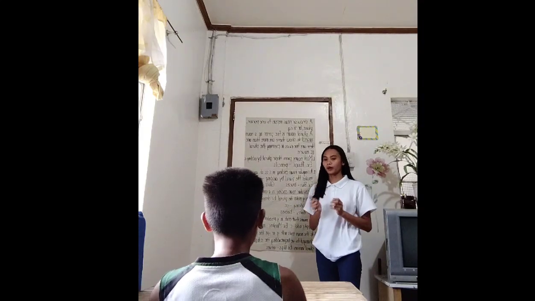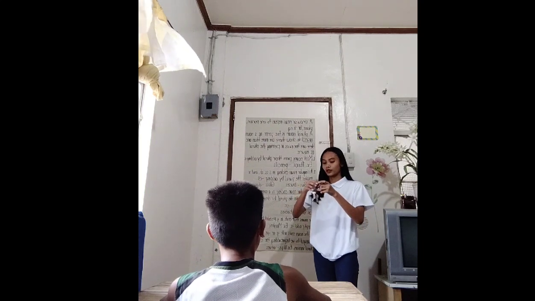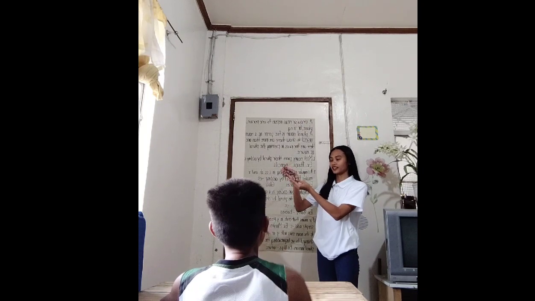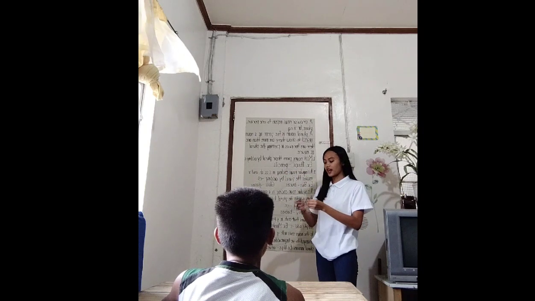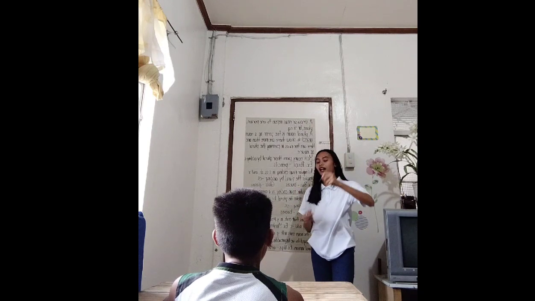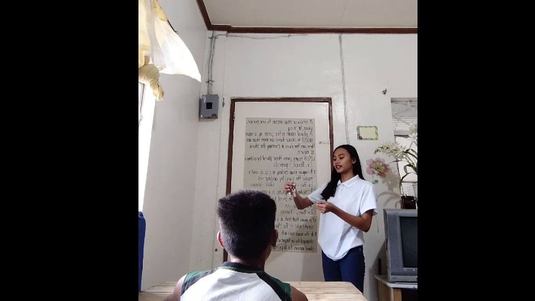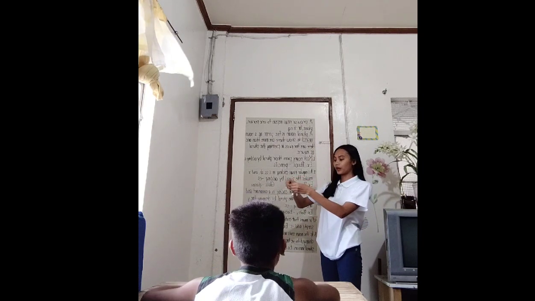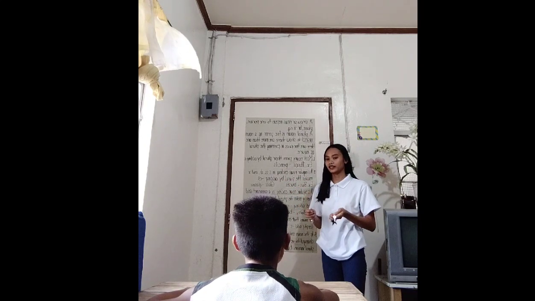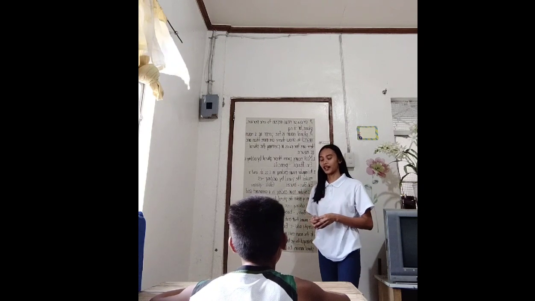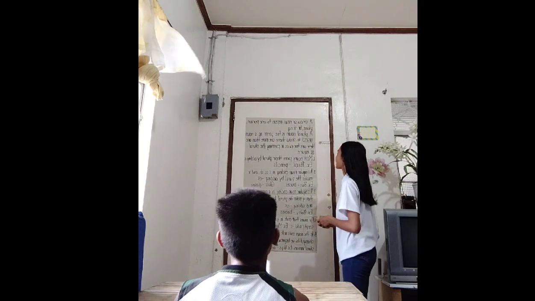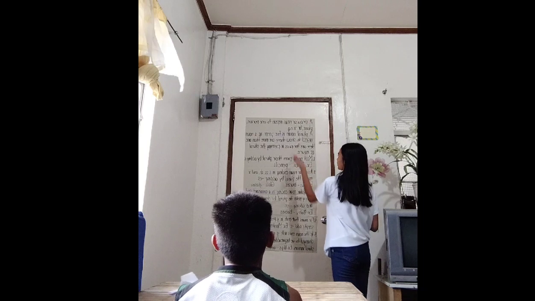So, I brought something with me today. What is this? Susi. In English? Key. Okay, tama. Ang pinagkaiba ng dalawa? Kapag marami, anong tawag? Keys. Kapag isa, Key. Tama. So, ang topic natin for today's lesson is about singular noun and plural noun.